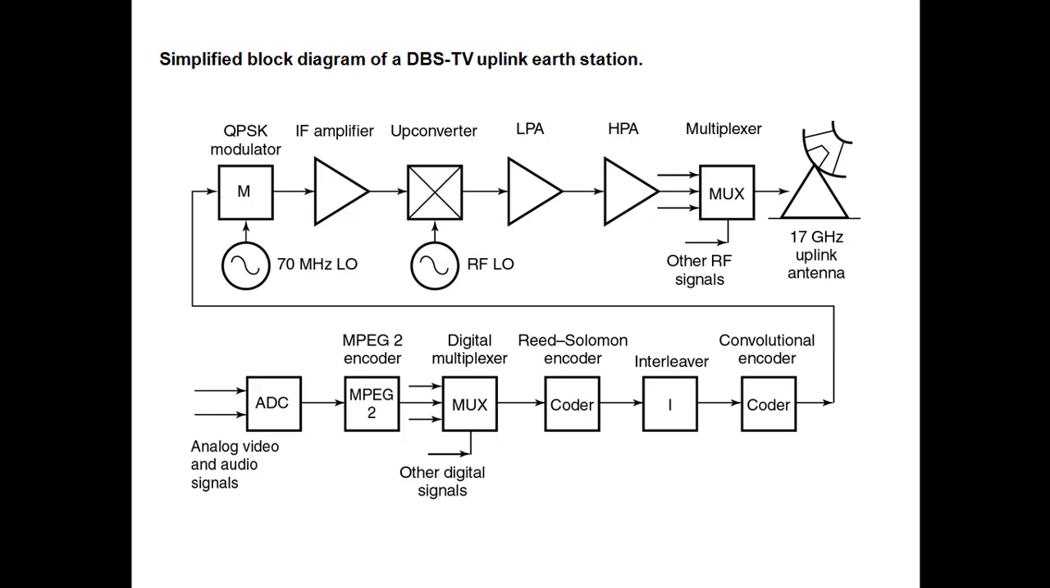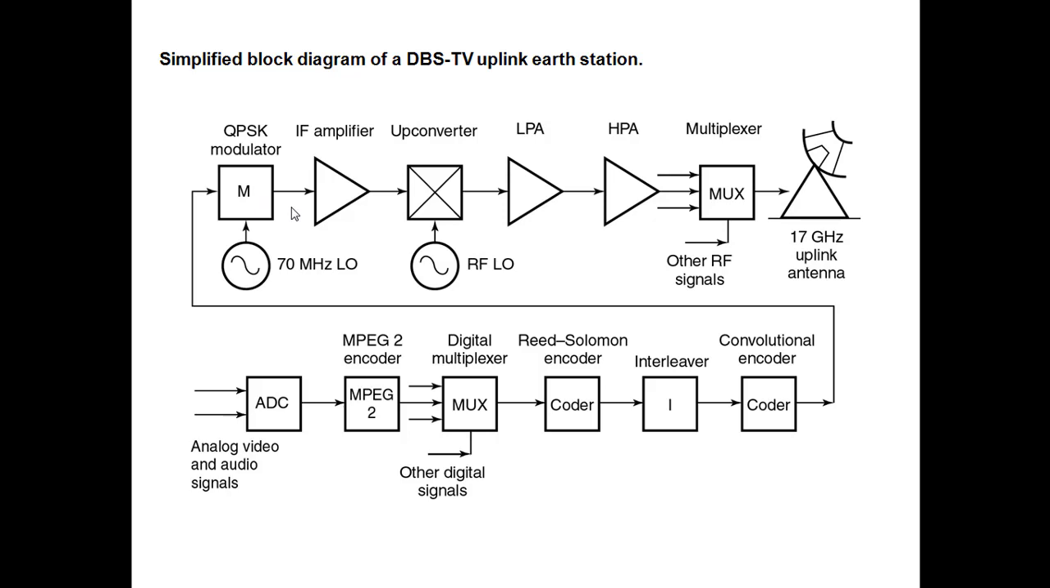An uplink antenna will typically transmit up to 16 radio frequency channels to one DBS TV satellite. Each RF signal is a QPSK modulated Ku band carrier with a symbol rate of up to 20 megasymbols per second, occupying a bandwidth up to 27 megahertz. The encoded, compressed and multiplexed bit stream drives a video exciter, this one, which generates QPSK modulation of an intermediate frequency at 70 megahertz.